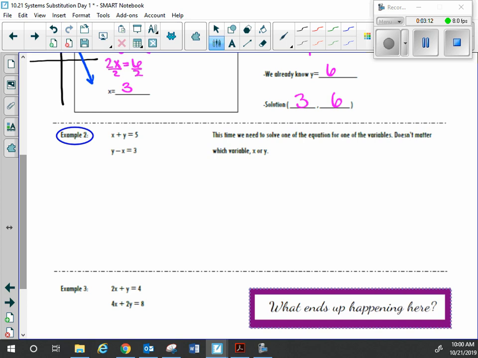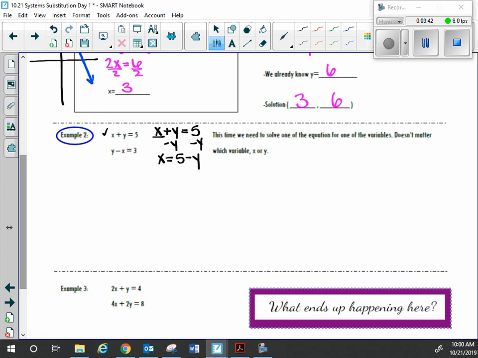Everybody cool with x? How do I take x plus y equals 5 and solve it for x? Not minus x, I'm solving for minus y. So now have I isolated x? Okay. So now I'm done with my first equation for right now. I've used it to isolate a variable.